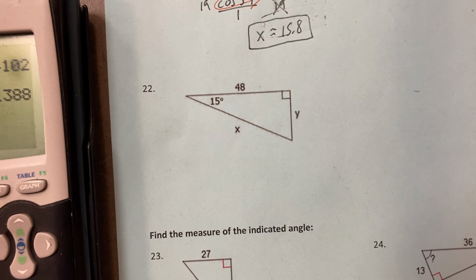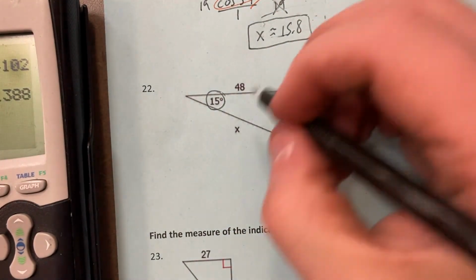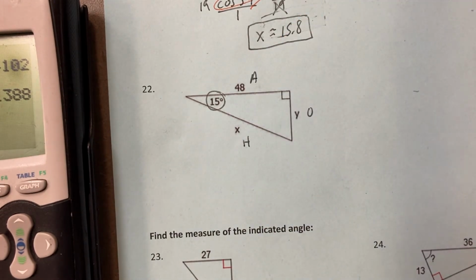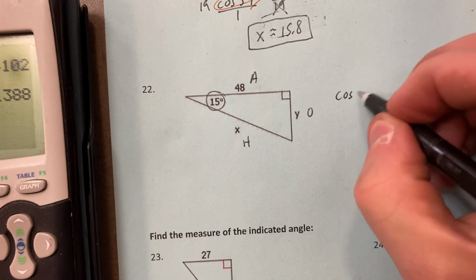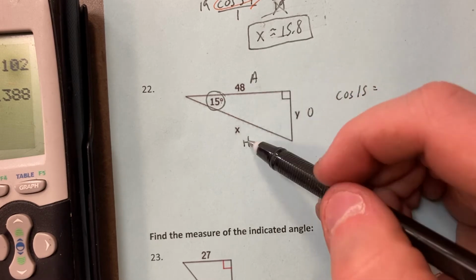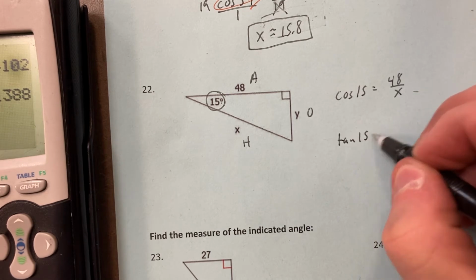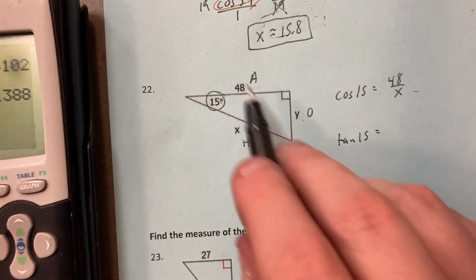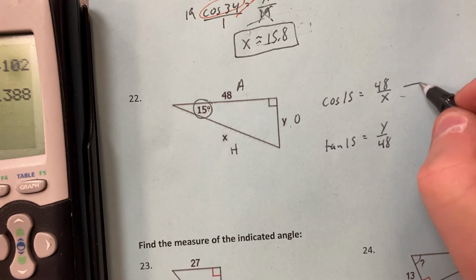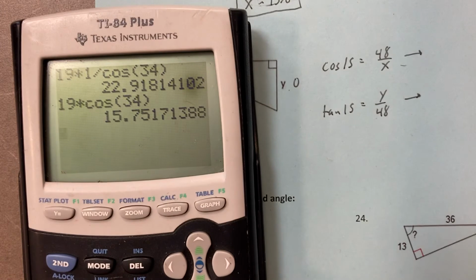All right, number 22. Find the missing stuff. We got to find x and y. Look at 15. This would be our hypotenuse. This would be our opposite. This would be our adjacent. So I can set up the cosine of 15 and do adjacent over hypotenuse, 48 over x. And I can set up a tangent of 15 to do opposite over adjacent, y over 48. Let's see what we get. This one's easy, just multiply the 48 over, 48 tangent 15.